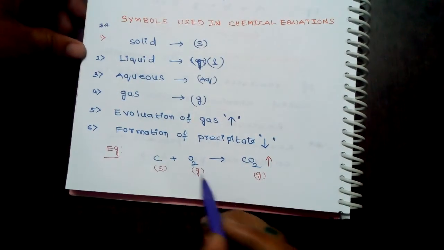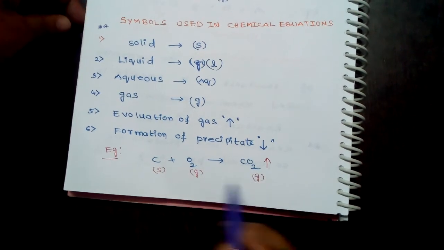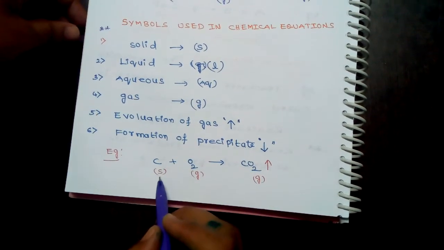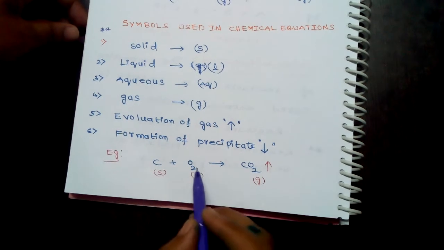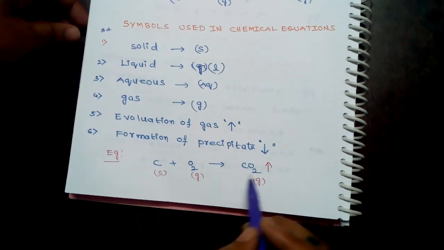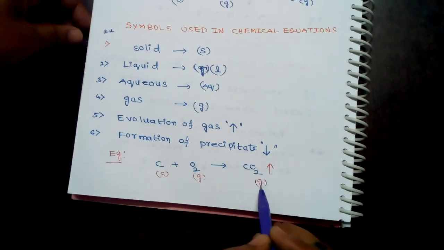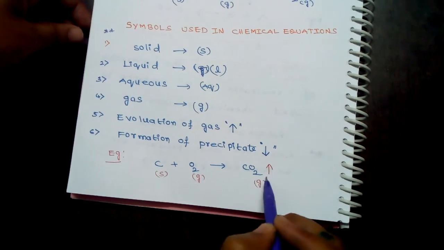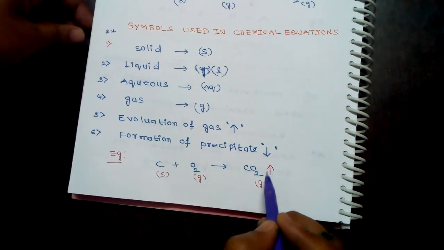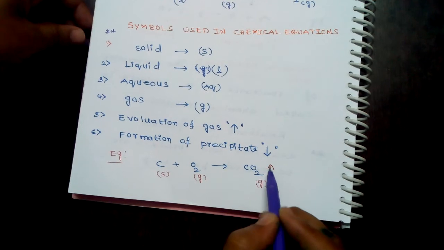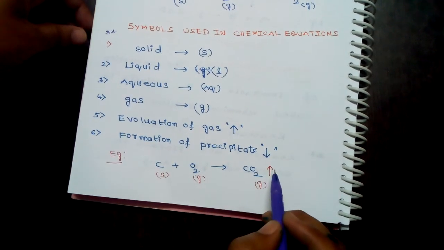Example, when carbon reacts with oxygen, it forms carbon dioxide. So carbon is a solid. S means solid. O2 means gas, and the formed carbon dioxide is also a gas. The evolution of carbon dioxide takes place, so it is represented by an upward arrow.